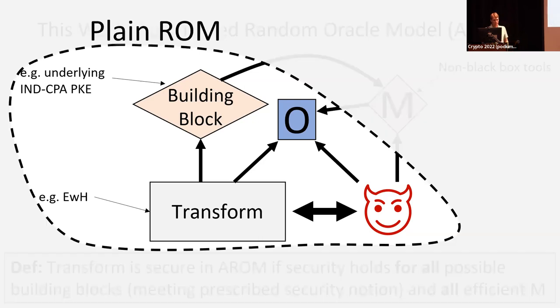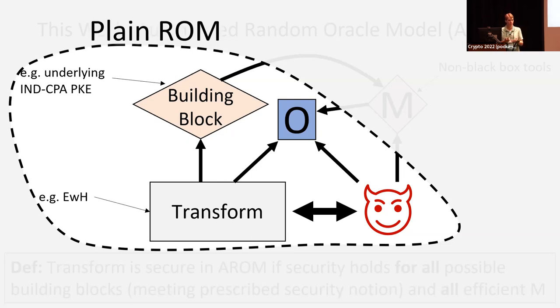So the starting point is the part circled here, which is just something in the plain random oracle. We have some transform, say encrypt with hash. The transform takes as input some building block, let's say a public key encryption scheme in our example. The transform can evaluate the building block, and it can also make queries to the random oracle O. Then the adversary gets to interact with the transform, or the security game for the transform.